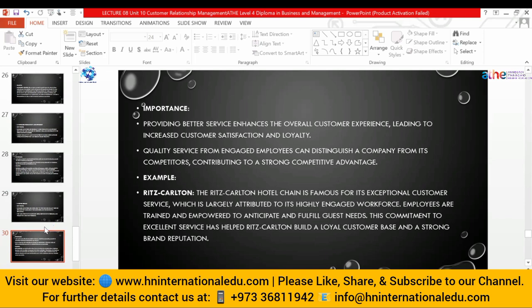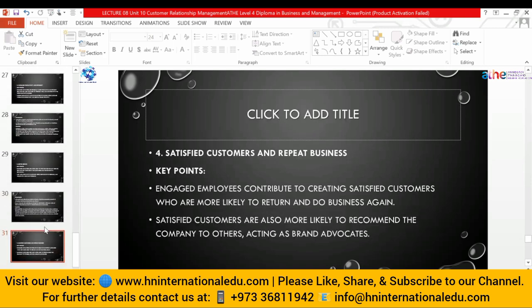That is why it affects the reputation of a certain organization, whether it's a hotel chain or a food restaurant. Then we have satisfied consumers and repeat business. Engaged employees contribute to creating satisfied consumers who are more likely to return and do business again. That is going on again and again, and to be part as a business owner, as a shareholder of that organization. Satisfied consumers are more likely to recommend the company to others, acting as a brand advocate.